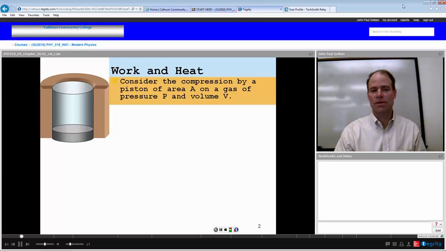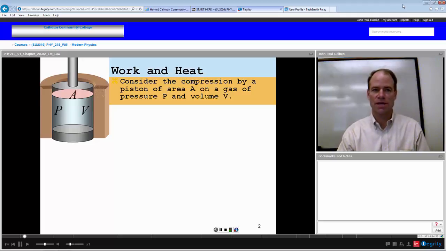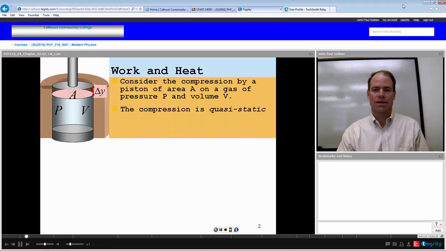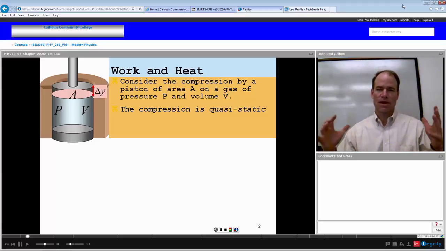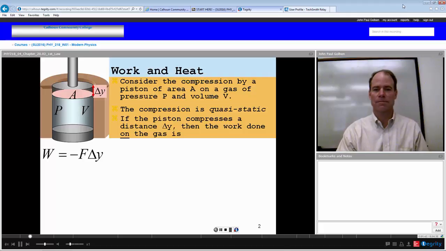Let's take a little bit closer look at these transfer variables, work and heat. Consider a compression of a gas, say with a piston. The cross-sectional area of the piston is A, and we're going to compress it some displacement delta Y. This compression is going to be quasi-static, which means it's going to be very, very slow, allowing the system to equilibrate at every little juncture along the way as we're compressing the gas.